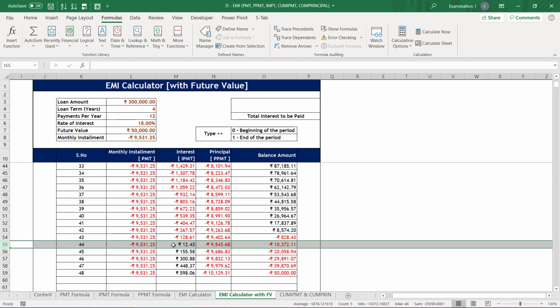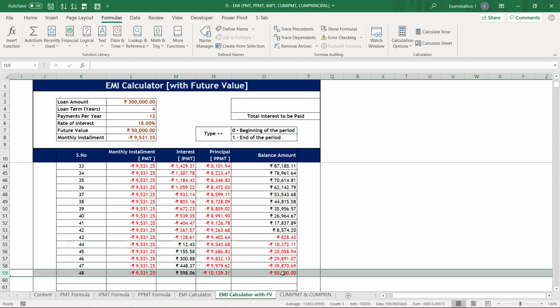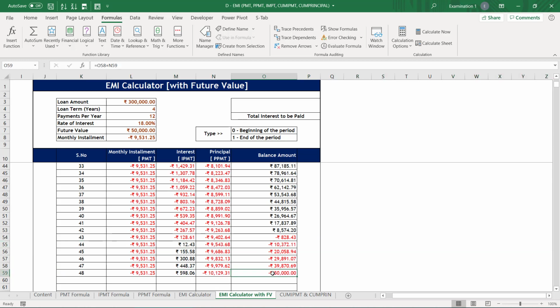EMI. Okay, and if you paid the last EMI, which is 48, you can see this is the 50,000 balance, and this is a negative balance, and that means you are supposed to get that from the bank. This is the balance to the bank. That means the bank has to pay this number to you. Okay, and that is exactly what we mean by future value.